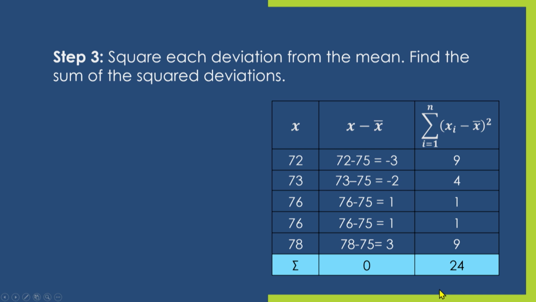Step 3. The formula is summation of i equal to 1 to n of xi minus x bar, squared. So we square all the xi minus x bar values. Square each deviation from the mean, then find the sum of the squared deviations. Here we get the summation of i equal to 1 to n of xi minus x bar whole squared equal to 24.